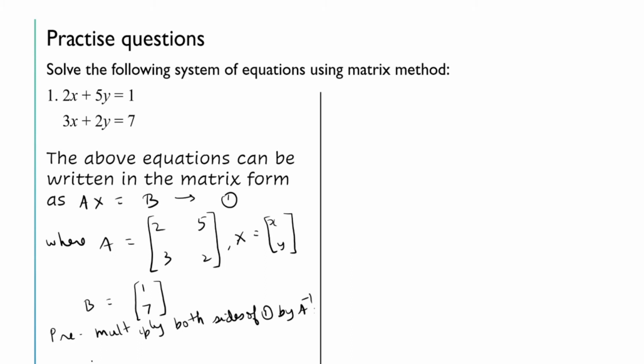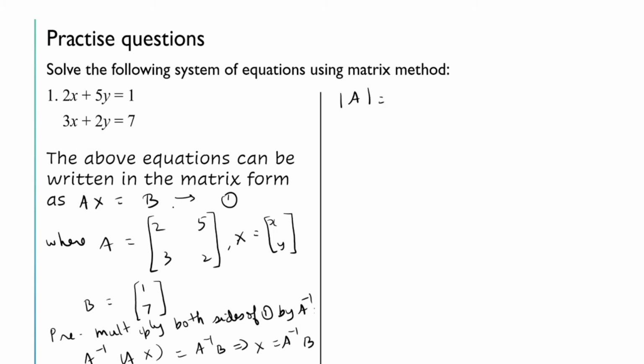So in this case we get A inverse into Ax is equal to A inverse into B, or from this we get X is equal to A inverse into B. So now we will find A inverse, then we will multiply A inverse and B and equate it to X, so that we can find the value of X and Y. Now first we will find determinant of A.